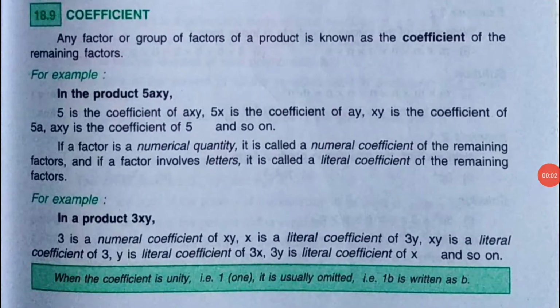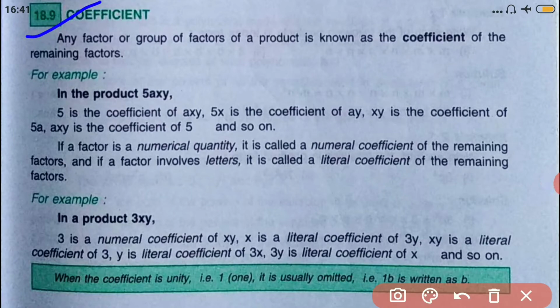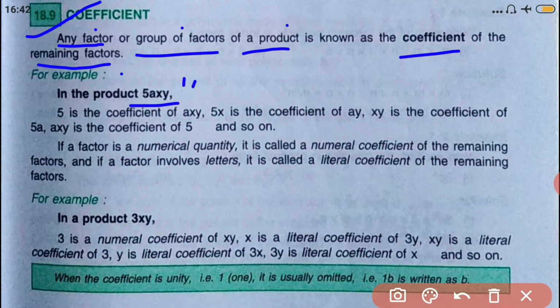Let us come to the next topic, that is coefficient. Now, with the help of the knowledge of factors and products, we can understand what coefficient is. So, any factor or group of factors of a given product is known as the coefficient of the remaining factors. So, a coefficient can be any one factor, or a group of factors, of the remaining factors. For example, in the product 5axy, suppose this algebraic expression is given to us: 5axy.